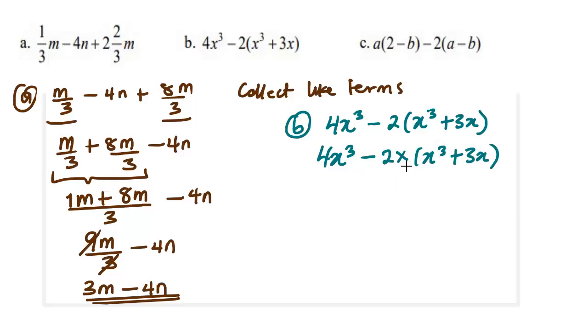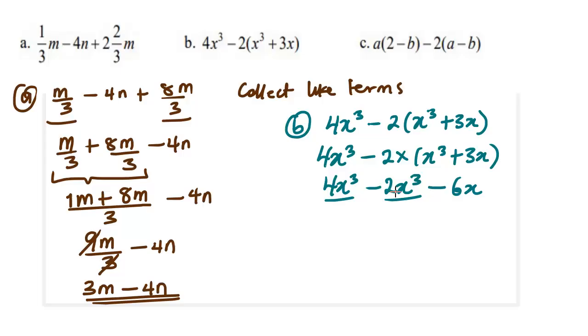So in this case, we are using the distributive property of algebraic expressions. We are going to be using minus 2 to open this bracket. So this one still remains 4x raised to power 3, minus 2 times x cubed. That will give us minus 2x cubed. Then minus times plus, that is minus, right? 2 times 3x will give us 6x. So if you look at this and this, they are like terms.